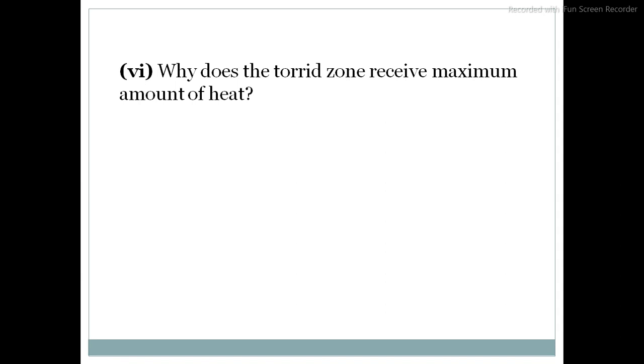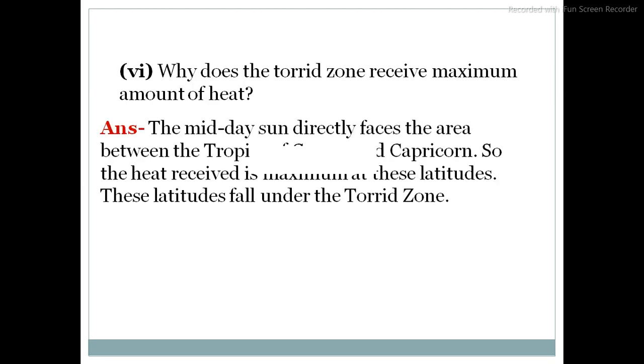Question number 6. Why does the torrid zone receive the maximum amount of heat? The question is very simple here. I explained to you in the previous class only. At midday, the sun directly faces the area between the Tropic of Cancer and the Tropic of Capricorn. So the heat received is maximum at these latitudes. That's why these latitudes fall under the torrid zone, right?